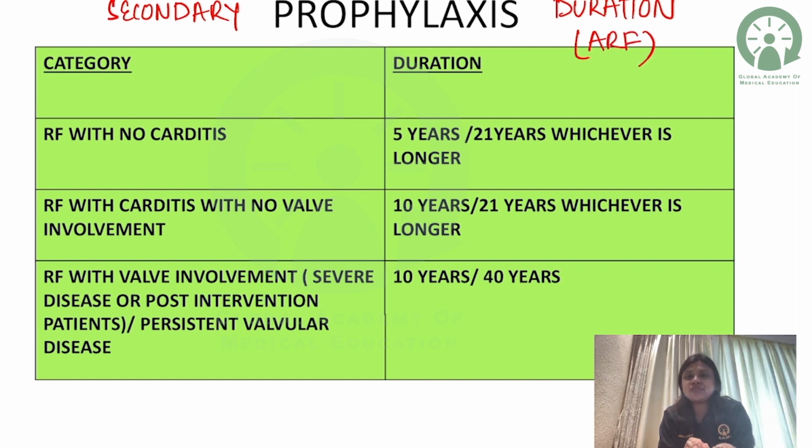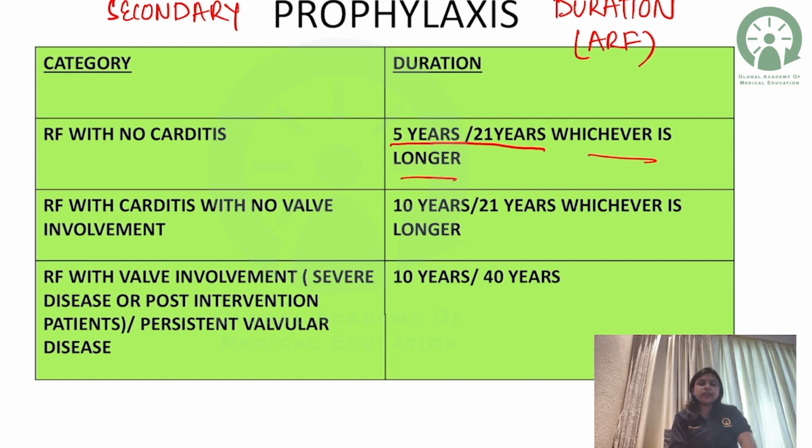First is rheumatic fever with no carditis. That means there is no carditis, on echo maybe there is no cardiac involvement. Then we are going to give secondary prophylaxis for 5 years or until 21 years of age, whichever is longer. Very important.